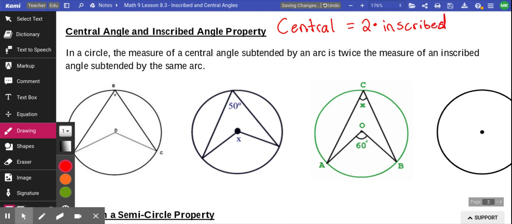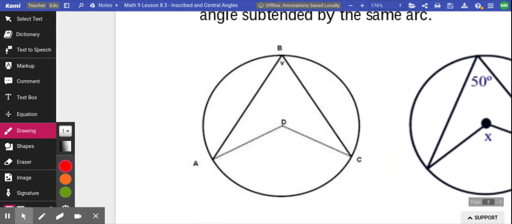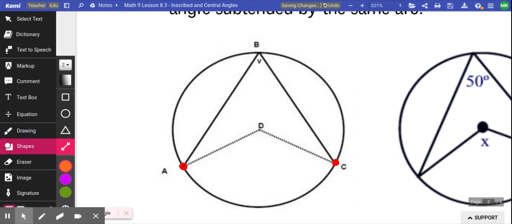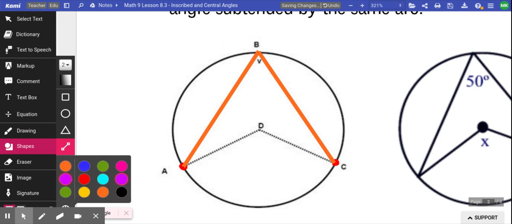So for instance, if I look at this circle right here, I have 2 points. I have point A and point C. I have an inscribed angle right here. It's inscribed because I went from one point to another point on the circle and then back to C. That's inscribed. And I also have a central angle. I go from point A to the center of the circle and then back to point C.